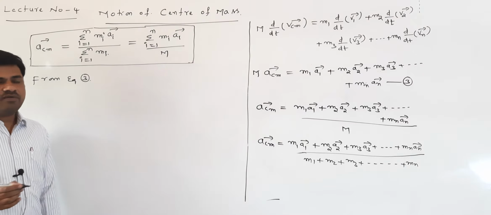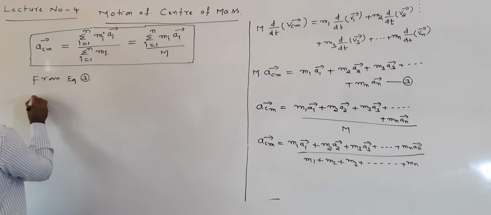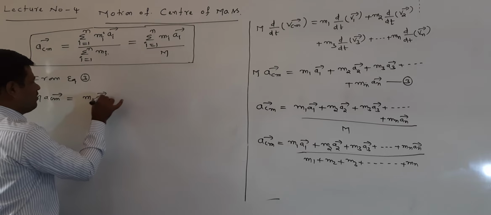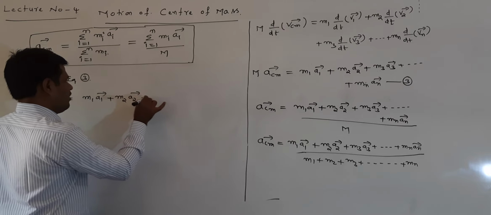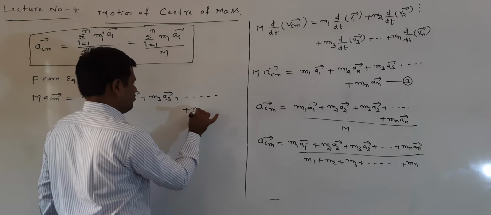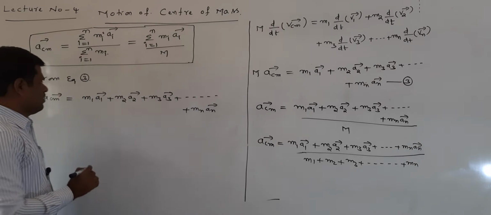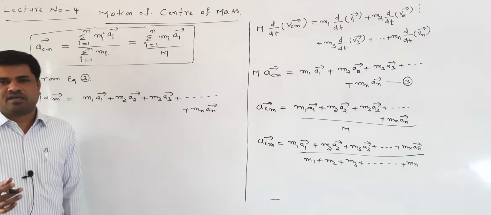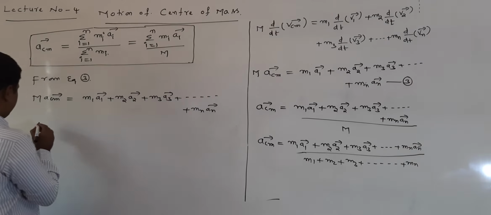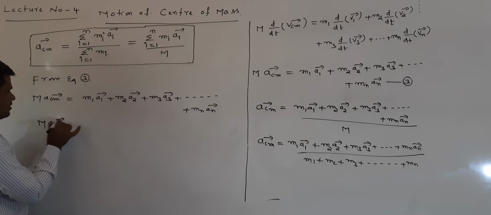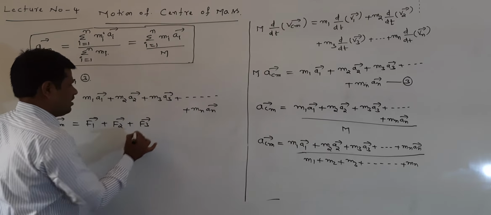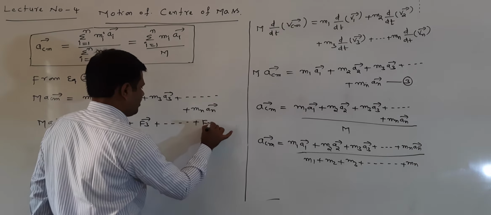What am I writing here? From equation 3, this is M into ACM bar is equal to M1A1 bar plus M2A2 bar plus M3A3 bar plus so on, plus MnAn bar. Here this is mass into acceleration of the first particle. Mass into acceleration gives the force, F is equal to Ma. From this I write M into ACM bar is equal to F1 bar plus F2 bar plus F3 bar plus so on plus Fn bar.